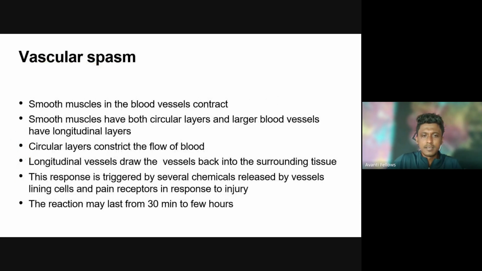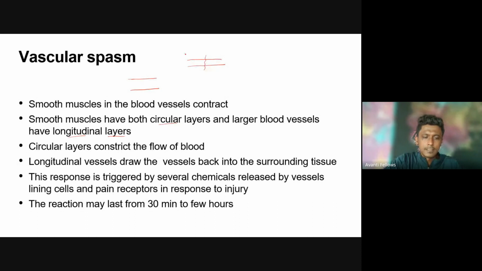What is vascular spasm? So you have a blood vessel. Let's say it is a blood capillary, whether it is arterioles or venules. Once there is an injury, the blood vessels, which are made up of smooth muscle cells, respond. There are two types of muscle layers: one is cylindrical, and the other is longitudinal. Both help these blood vessels to withdraw from the site of injury.